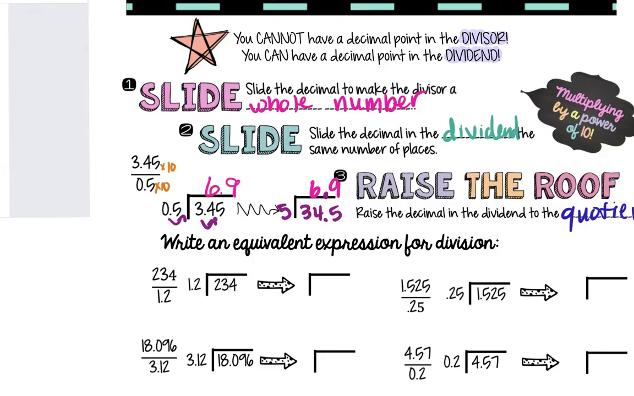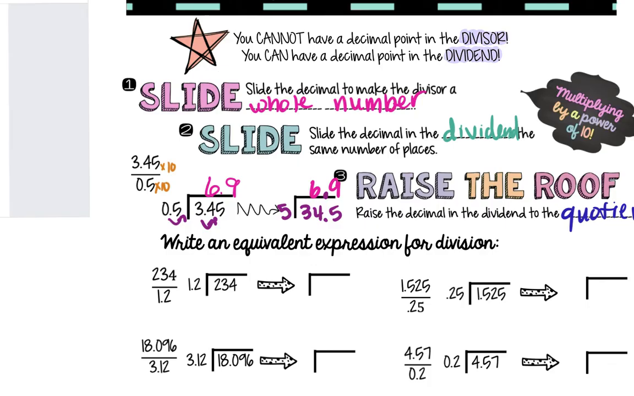All right, let's just do some practice. So right here, I'm going to look at this problem. It says 234 divided by 1.2. Okay, 234, that's fine. And I'm going to divide by 1.2. Oh, no! Can we have a decimal in the divisor on the outside? The answer is no. So I can have it in the dividend, but not the divisor. So I need to get rid of it.